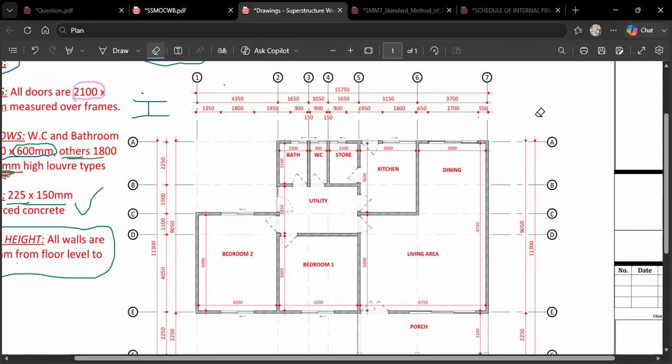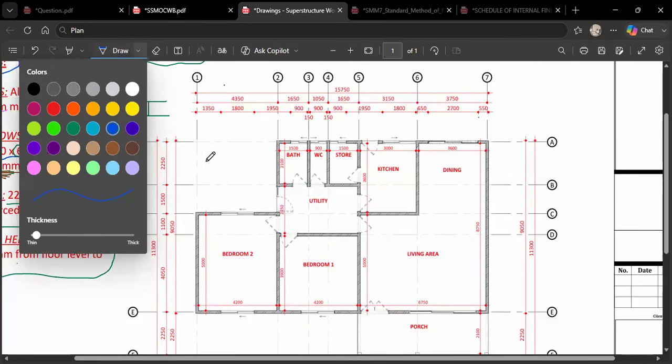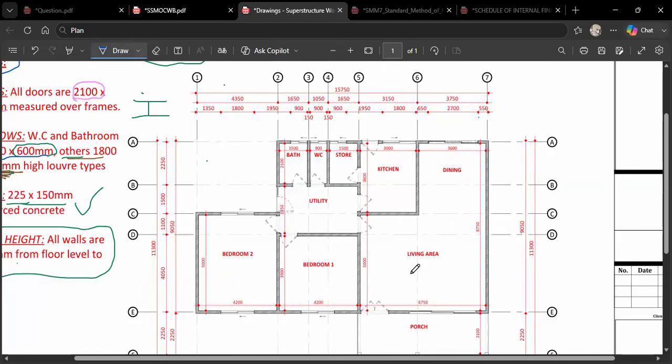Very good. So let's go for the internal one. We are done with the external one. I showed you initially when I used the blue marker pen to go around the external. Now we are going to focus on the internal one.